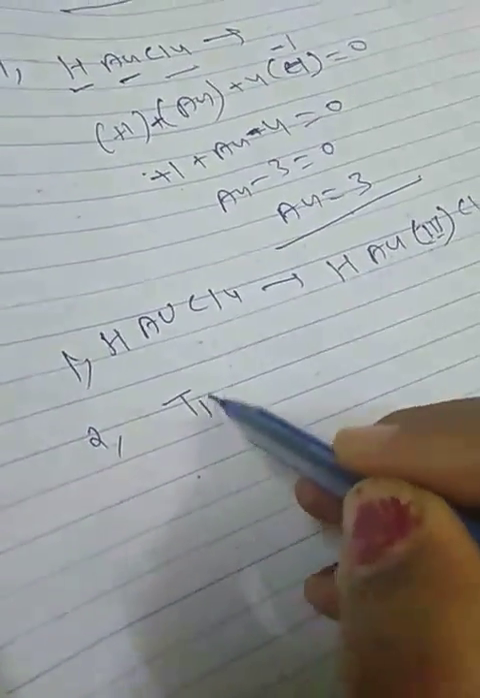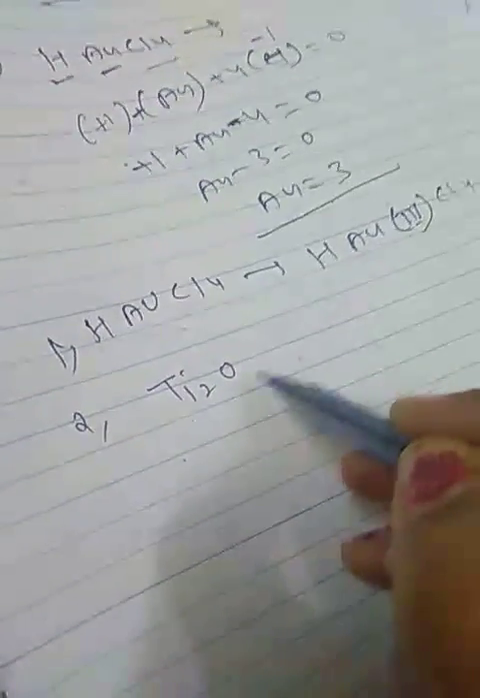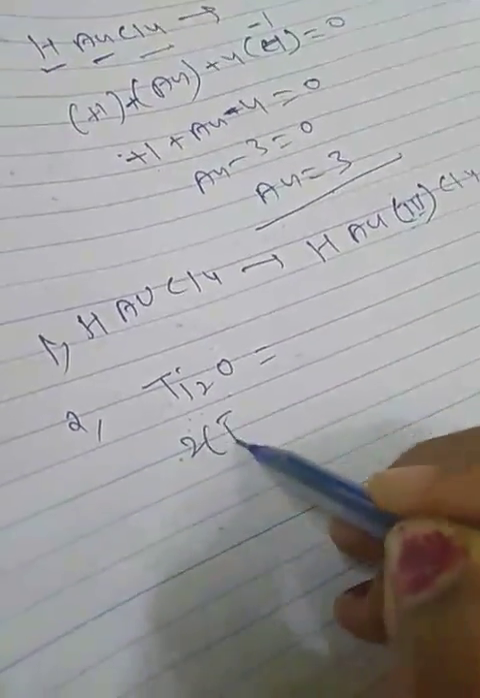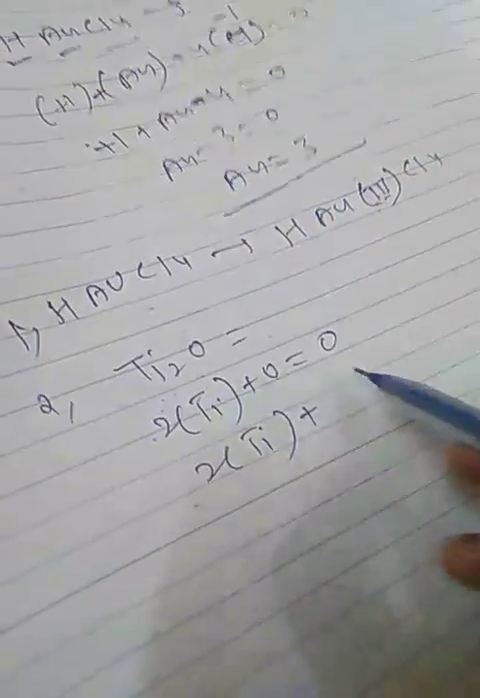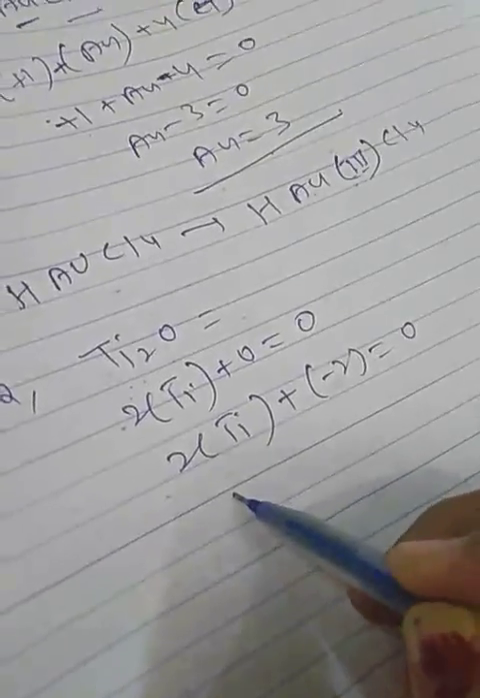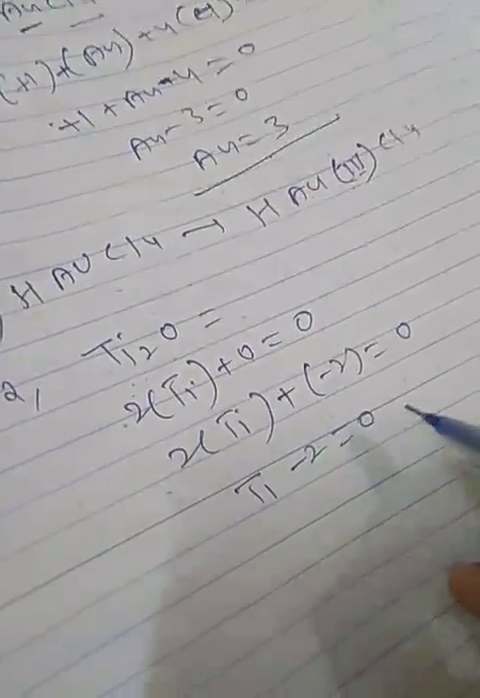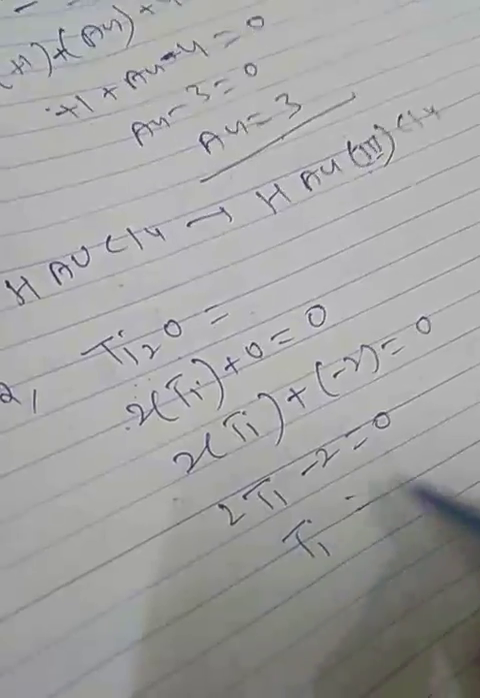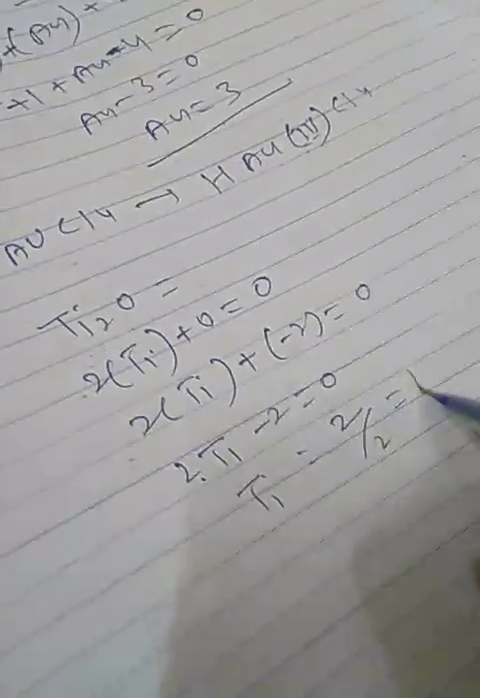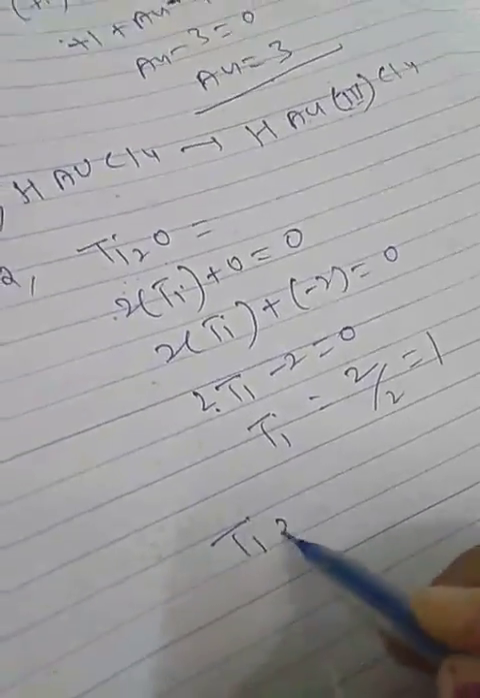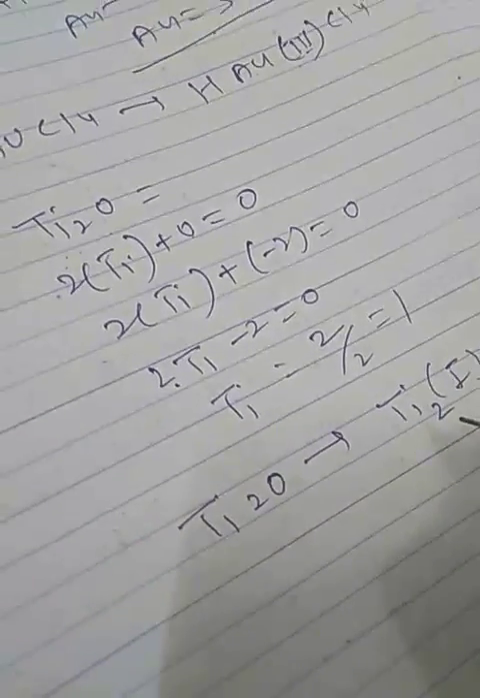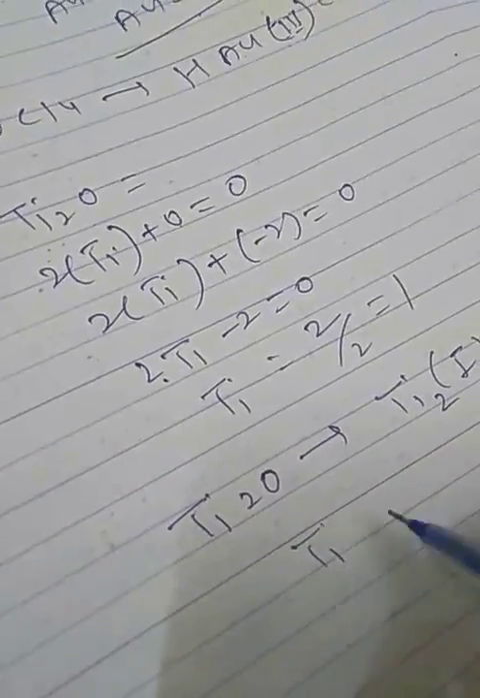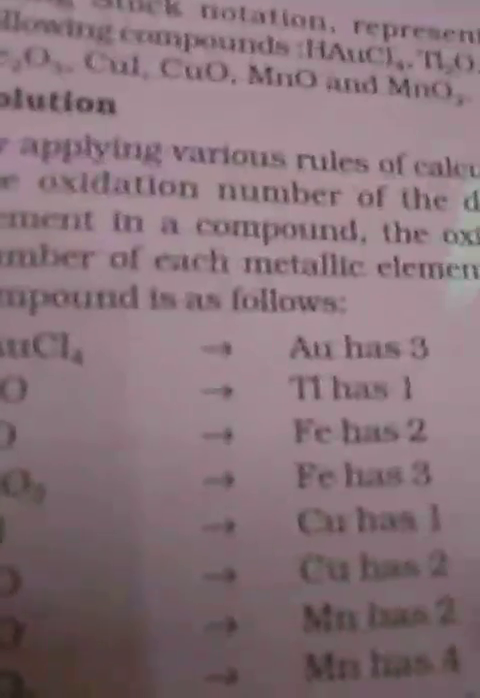Very easily now, Ti, verbally you can also do. Ti2O: 2Ti plus O is equal to 0. 2Ti plus oxygen's minus 2 is equal to 0. So 2Ti minus 2 is equal to 0, Ti is equal to 2 upon 2, 1. So in stock notation you will write Ti(I)2O. Okay, so you have to write the stock notation of Ti as 1. Like that you can do all.